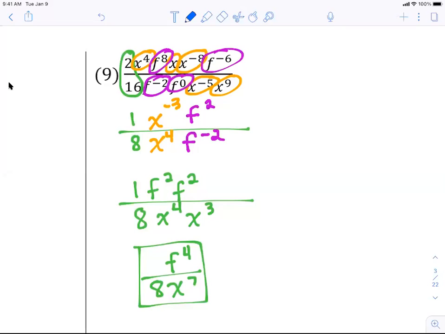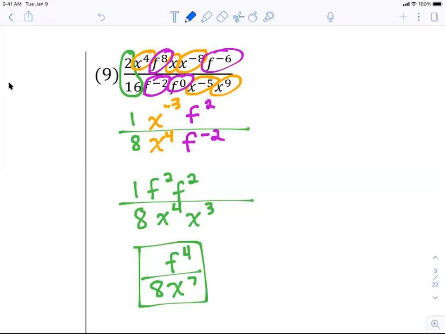All right, final answer. You should have f to the 4th over 8x to the 7th. Now, let's see how we got that. I will say, guys, when it comes to simplifying, there's honestly so many routes that you can take on this. Like I kind of mentioned before, a lot of times when I simplify, I try and take it in steps. That way, if you make a mistake, you can work your way backwards.